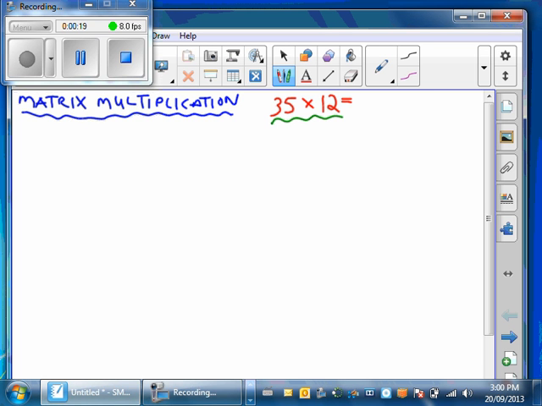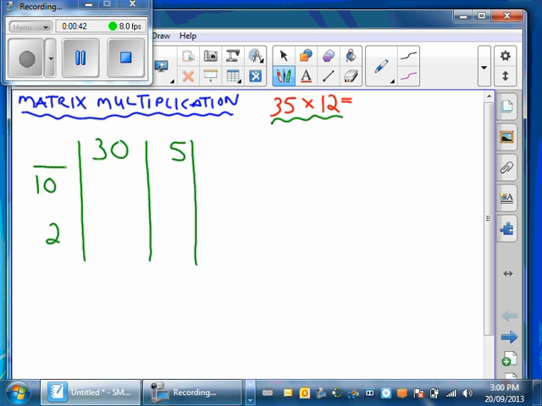That's called partitioning. So what we're going to do is take our 35 and write it as 30 plus 5. So that's exactly what it is. And then on the side, we know that 12 is the same as saying 10 plus 2. Well, now that we've got it written up, what we have to do is draw in our little grid. This grid is what I refer to as the matrix. And we close in our spots.